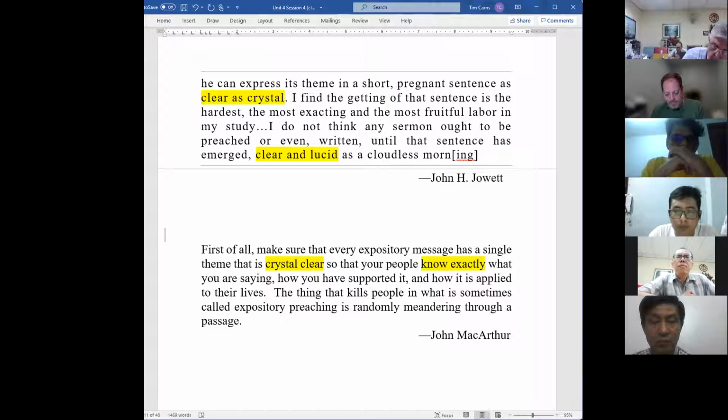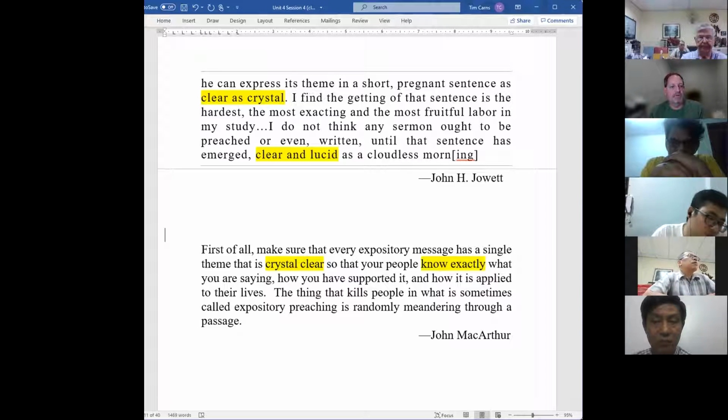All right, if you don't have that, you really don't have a target. Your people won't see your target. They'll maybe grab something out of your message, maybe an illustration or some particular statement that you make, but you want to make sure they understand the main point of it, right? What is the focus of this text? What is the author trying to say here? And how does it apply?